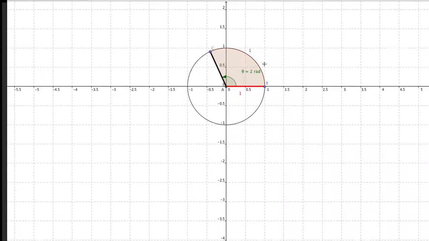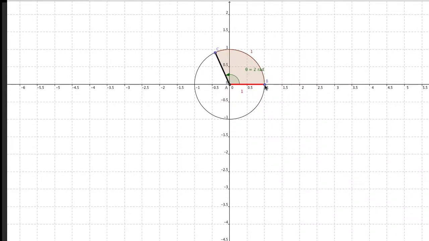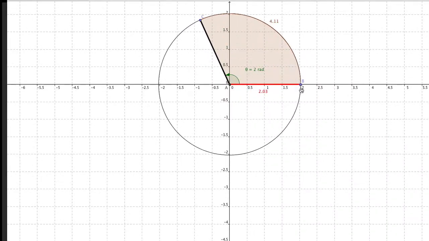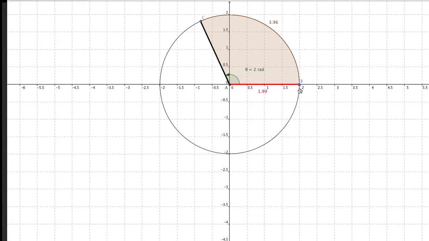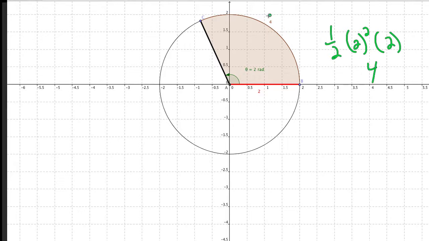We can see that this formula works even if I increase the radius to 2. Now that my radius is 2, 1 half r squared theta is 1 half, radius is 2, and my angle in radians is also 2. 2 squared is 4, half of that is 2, 2 times 2 is 4, I should get an area of 4, and that's what I see.